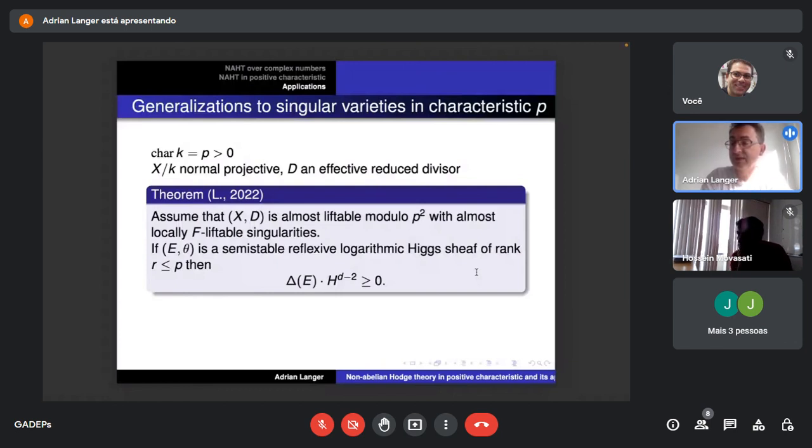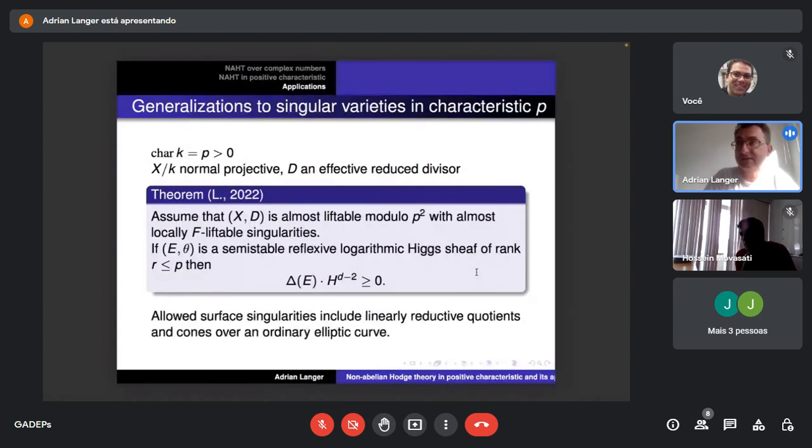meaning that you take locally something smooth and you divide it by a linearly reductive group. But then you don't want to assume that this group is finite. So it's something slightly different. This kind of singularities are F-regular. But yeah, I also allow, for example, cones over an ordinary elliptic curve. So these kind of singularities are also locally F-liftable. And then you are in much more serious trouble because these orbifold Chern classes certainly don't work.